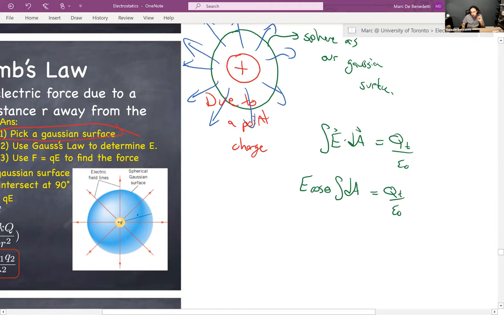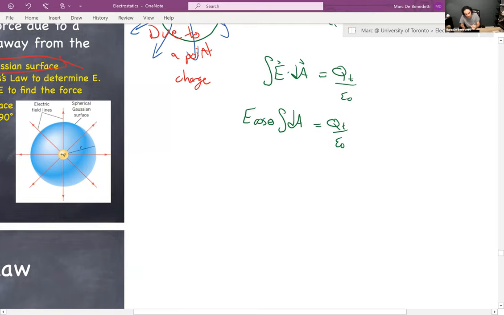Next, my third assumption. Do I know the A? Do I know the area of my Gaussian surface? The answer is yes. Do you know the surface area of a sphere? Okay, granted, it may have been a few years since you've needed that formula, but you can appreciate that spheres are very well known and very well behaved. So I can go ahead and say the integral of dA is simply A and get E A cos theta equals Q total over epsilon naught.